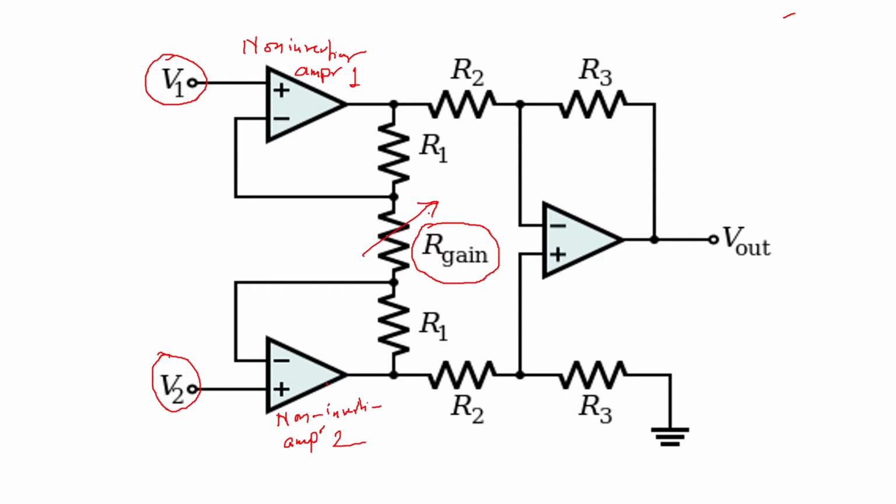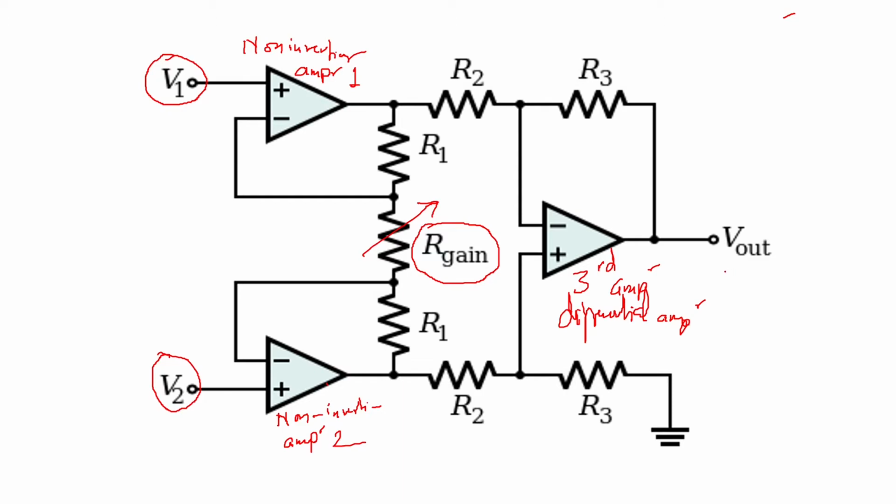Okay, now here the output of the first non-inverting amplifier and the output of the second non-inverting amplifier are given to the two inputs of the third amplifier, which is acting as a difference amplifier. This is your third amplifier, which is acting as a differential amplifier. So the output of this will be the difference in an amplified version of its two inputs.